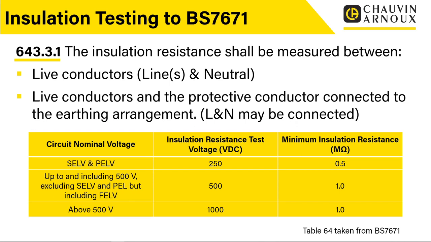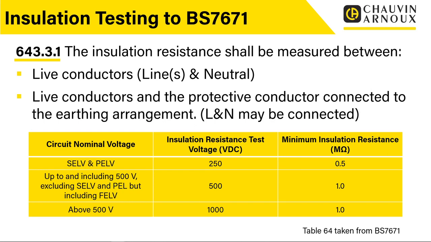Now at the bottom here, we've got an extract taken from BS 7671. This is Table 64. And Table 64 just tells us, for the types of circuit that we're testing, what insulation resistance test voltage we would use, and the minimum acceptable insulation resistance values that we would come across. So we'll just go through this.